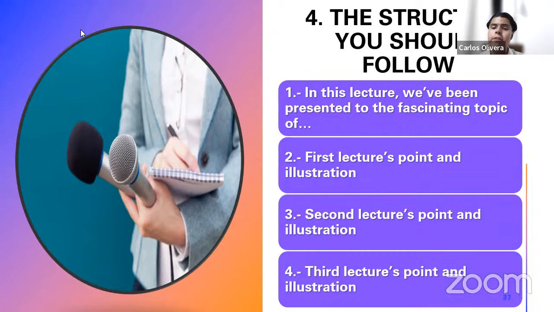Or in the other case, in the first response, in this lecture, we've been presented to the fascinating topic of, it was opportunity costs, right? So in this lecture, we've been presented to the fascinating topic of opportunity costs. Or on the other hand, in this lecture, we've been presented to the fascinating topic of features helping fishes to survive in the ocean's darkness.